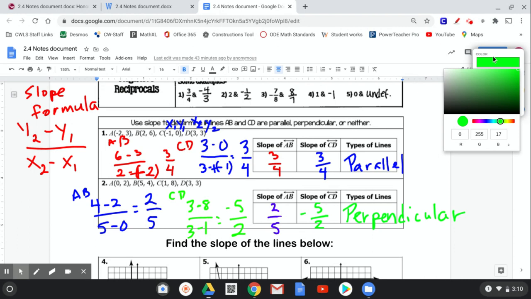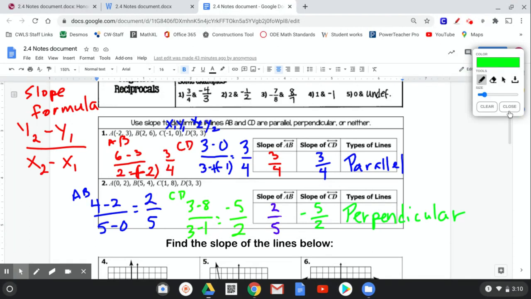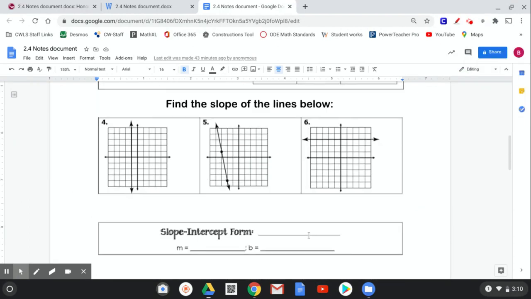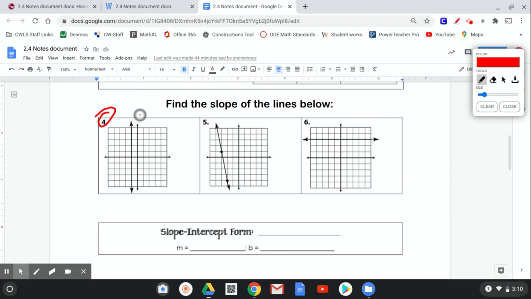So moving on, guys, the next thing is going to be finding the slope of the line. So this is where I just want to review with you guys. Anytime we see a vertical line like we do here, number 4, that is going to be an undefined slope, all right?